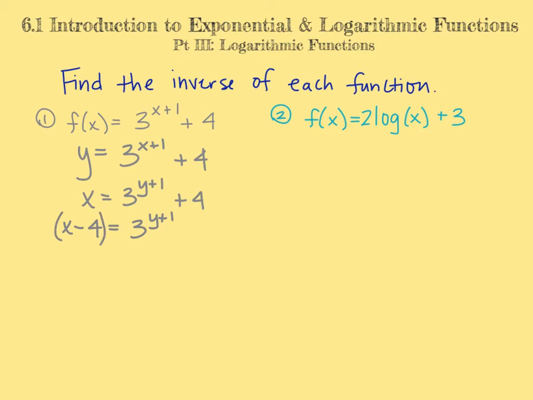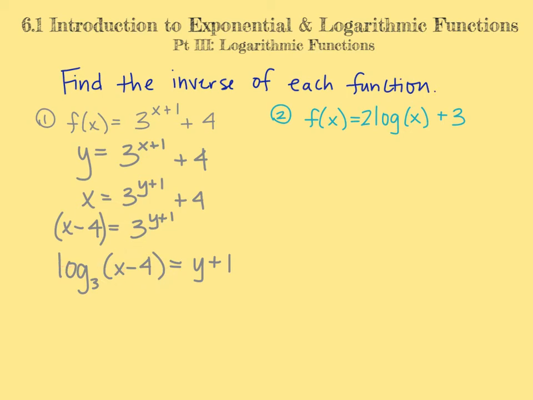All right, going into log form, we're going to have log base 3, that's our base, of x minus 4 equals the exponent, because the log always equals the exponent. The exponent is y plus 1, that whole thing. I put x minus 4 in parentheses to show that we're not just taking the log of x, but we're taking the log of the whole thing, x minus 4.